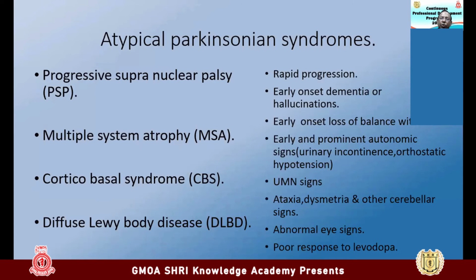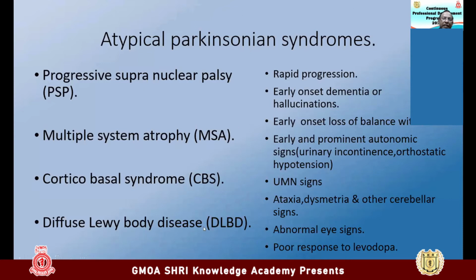So how do these features differ from idiopathic Parkinson's? These patients have very rapid progression, early onset dementia and hallucinations. If a patient comes with Parkinsonism, with the features I told you, and they have very early onset dementia or hallucinations, you have to always think about atypical Parkinsonian syndrome. That is what we call diffuse Lewy body disease. If they have hallucinations and dementia, you might be dealing with a patient with DLBD.